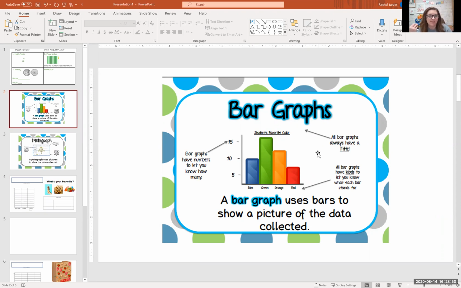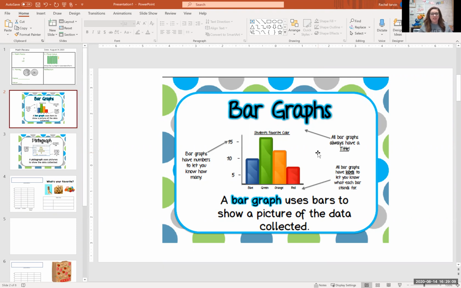Graphs show us data. So let's say you wanted to ask your family what their favorite type of food was. So you went around and asked your mom, what's your favorite food? She might say cheeseburgers. Dad, what's your favorite food? He might say pizza. Brother, what's your favorite food? He might say pizza too.